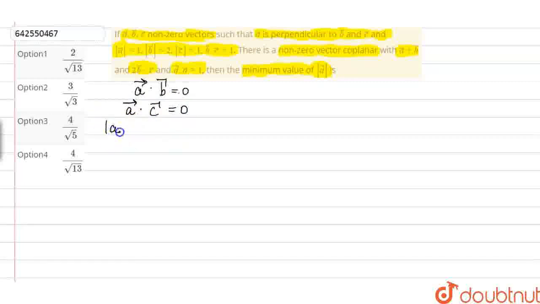The next information is that the magnitude of vector A is known to us, that is equal to 1. The magnitude of vector B is also known to us, that is equal to 2, and the magnitude of vector C is equal to 1, right? Another piece of information given to us is that B dot C is equal to 1 and D dot A is also equal to 1, right?